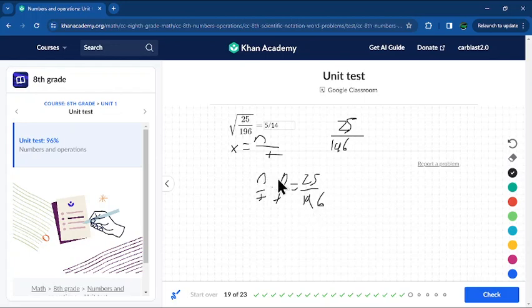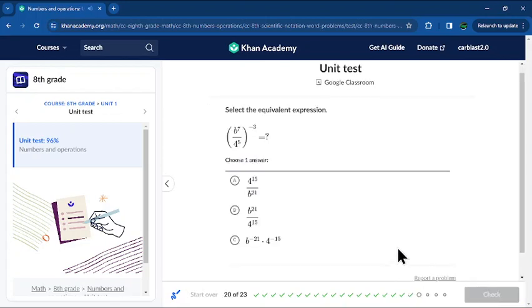So n times n has to be 25, which means n has to be 5. And then t times t has to be 196. So t equals 14. So 14 times 14 is 196, and 5 times 5 is 25.